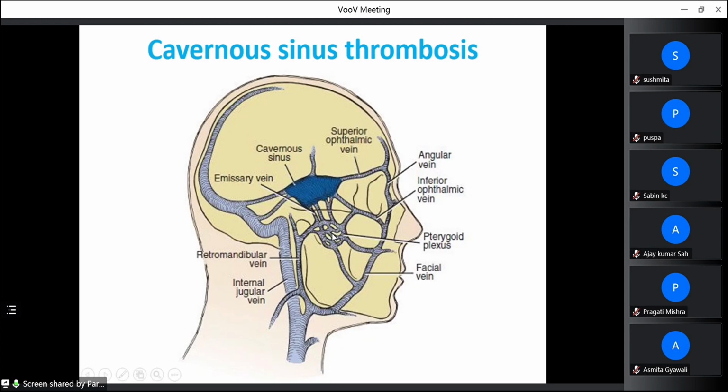So once the pterygoid venous plexus is infected, the infection will be transmitted to the cavernous sinus through the emissary vein. This is the posterior pathway. Cavernous sinus thrombosis is very dangerous. It may lead to death of the patient.